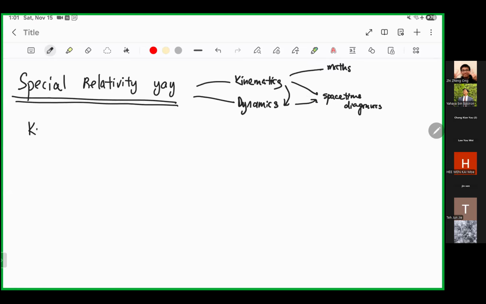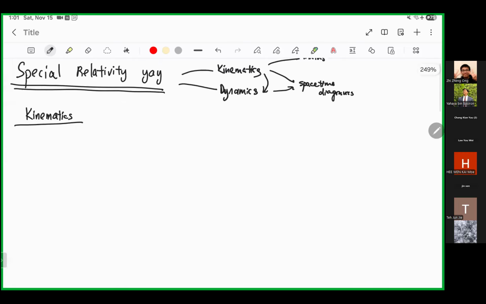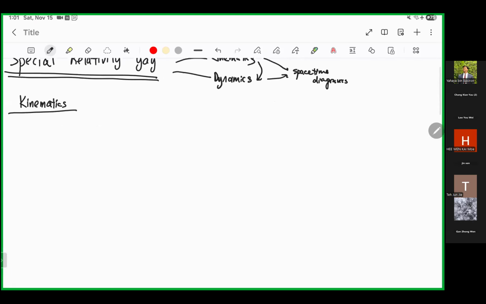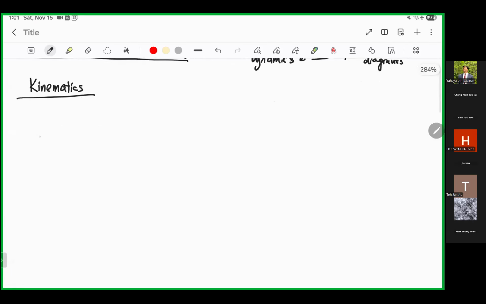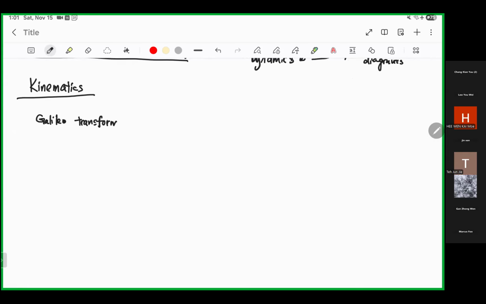Okay, before going into special relativity, I would like to talk about just normal Newtonian mechanics. We call this the Galileo transformation, but that's just the name of it. Usually, let's say I have a particle here.